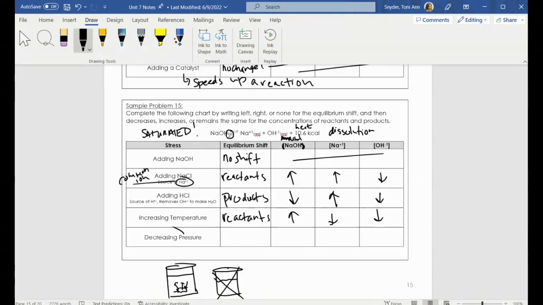Last one, let's look at the pressure. I have a solid and an aqueous species and another aqueous species. I have no gases in this case. Because I have no gases, there is no change or no shift based on this. A change in pressure does not affect solutions. And that's because no matter what the volume is, the volume's not going to change because the particles are already packed pretty closely with one another.